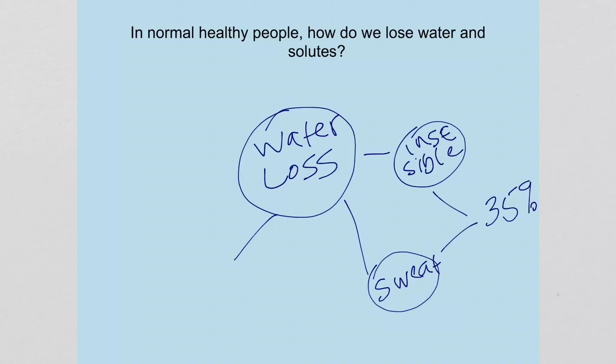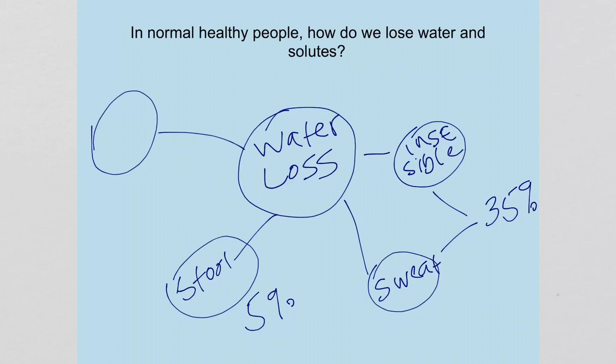Then we got stool, one of the least fun things about peds, or adults for that matter when you're a doctor. And that makes up, in a healthy person, about 5%. And then you have renal loss, which is usually pee. And that makes up about 65%.